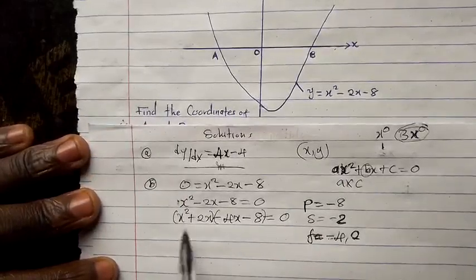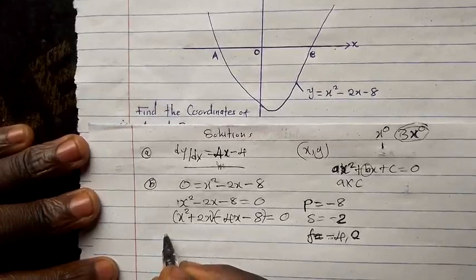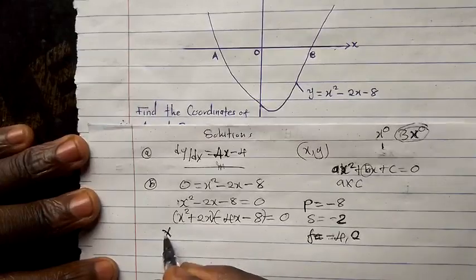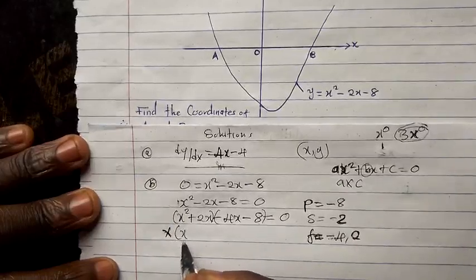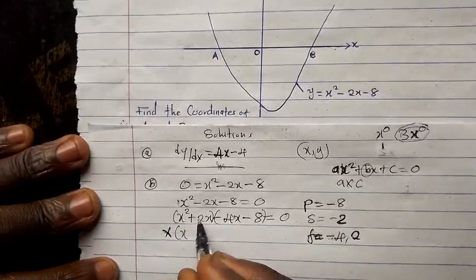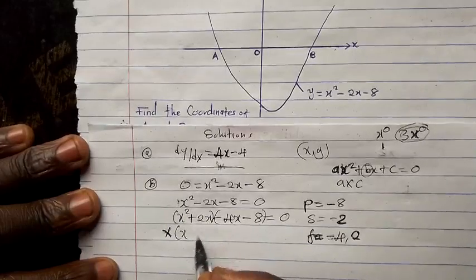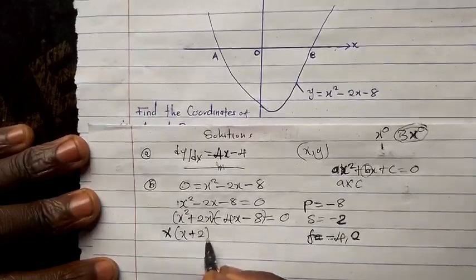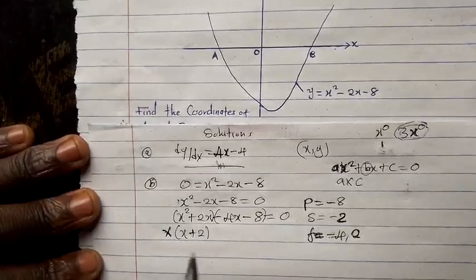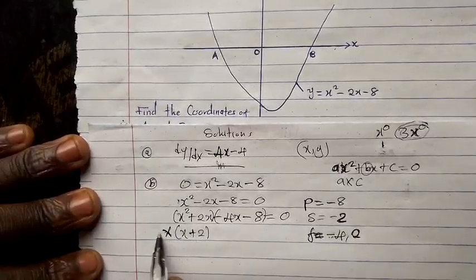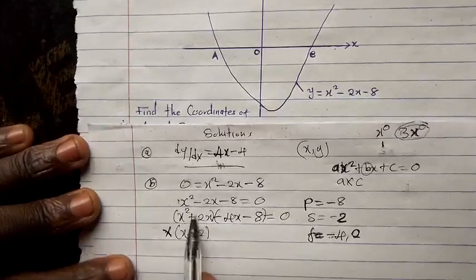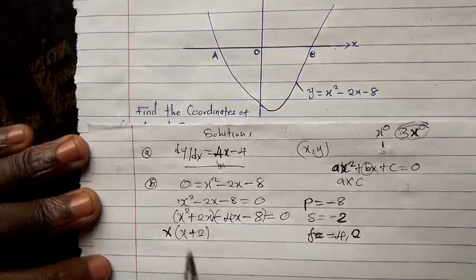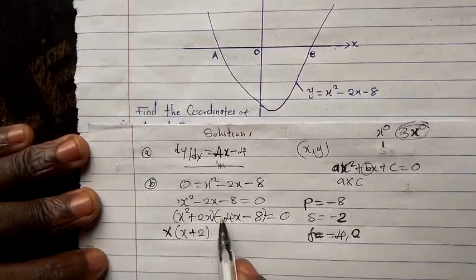So I'm going to ask myself, what is common here? It is x. So I'm going to factor out x. Then I'm going to say x into x squared, I'm going to get x. Then x into positive 2x, I'm going to get positive 2. Okay. So that when you multiply these numbers with this x here, you're going to get these numbers here.